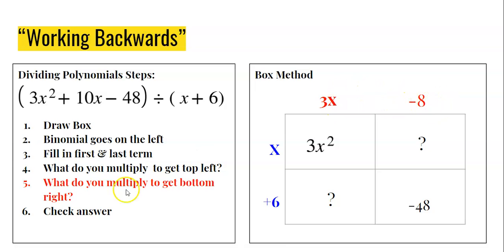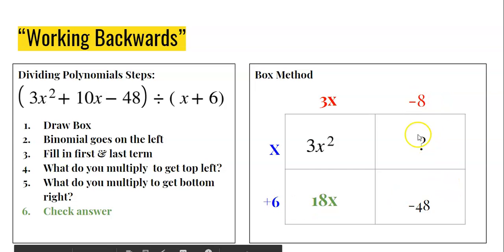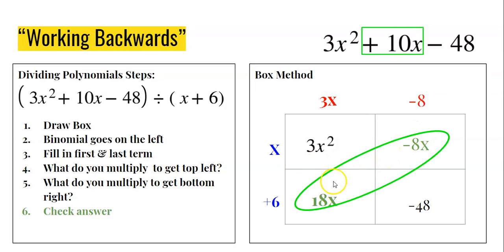Technically you're done, but it's important to check your answer, because you can tell whether you're right or wrong by filling in your box. So we know that we can fill this in now. 6 times 3x is going to give you 18x. We can fill in this. Negative 8 times x is going to give you negative 8x. And if we combine like terms, 18x minus 8x is going to give you 10x.